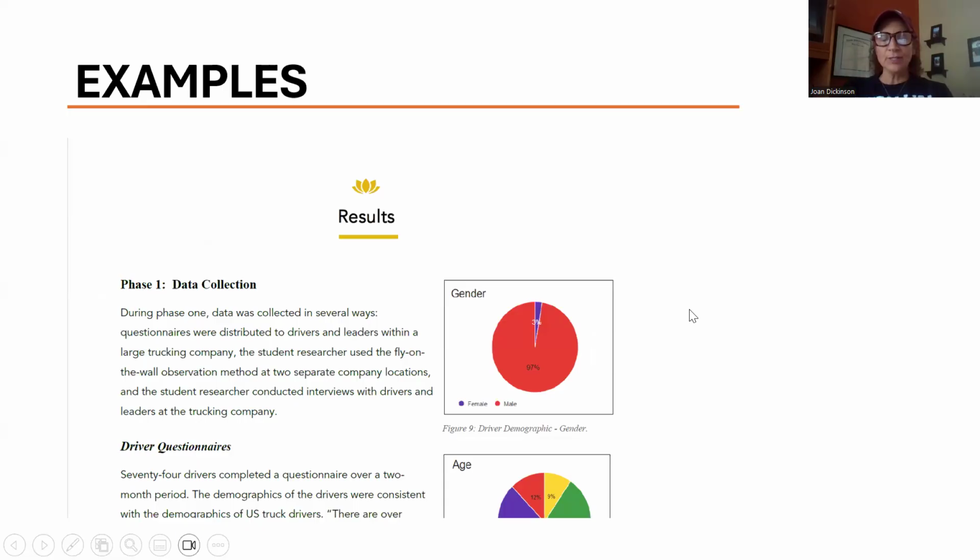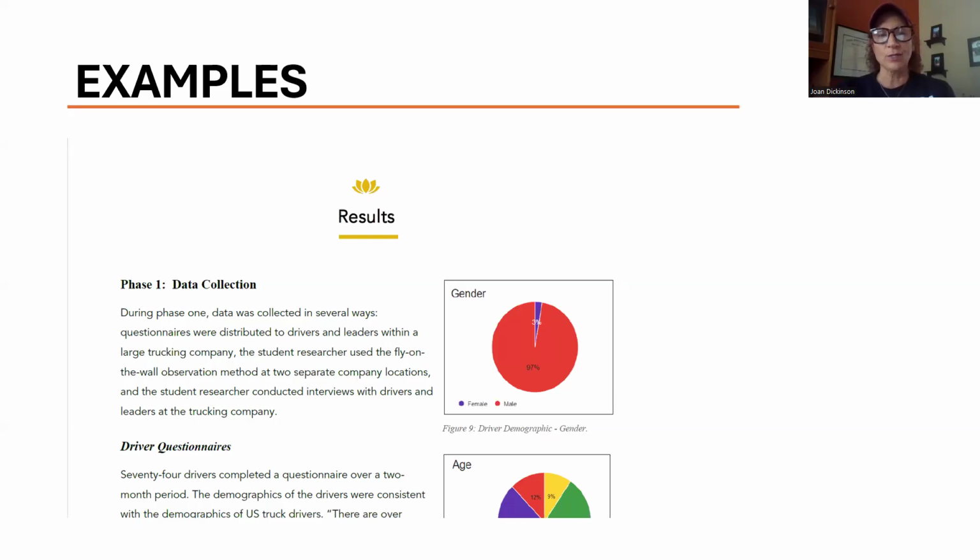Okay. So let's look at some results and some examples. So this is the start of a results chapter, okay? And you're going to see in this case the student is organizing this according to phases. And in phase one, this was actually a mixed methods study where phase one did include questionnaires. Phase two was interviews, and then she conducted design thinking workshops in phase three. So she is organizing this by phase.